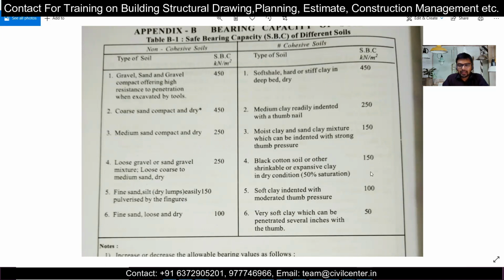All the black cotton soil and clay soil come under cohesive soils, and in cohesive soils, generally we provide the pile foundation. At what SBC we provide the pile foundation, we'll discuss in another video. But if you are really interested, you can download the IS code and study in more detail. And if you want to know more about how to decide your type of foundation based on this SBC, we'll make a video on that.